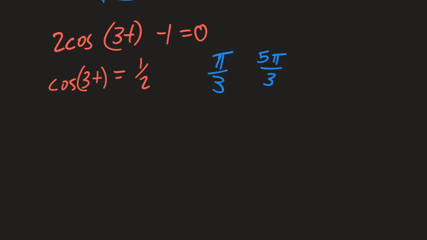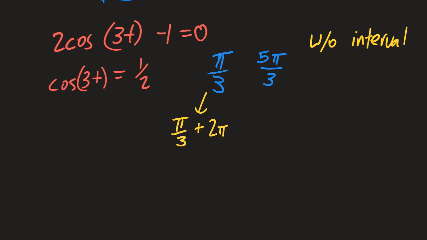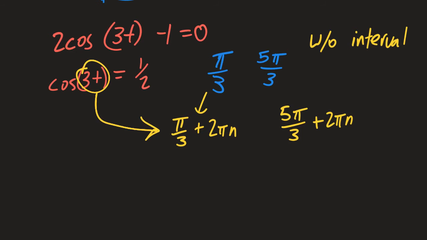Now, the nice thing about this is if we were solving this without an interval, we can very simply get all the solutions in one go. So I'm going to go ahead and say, hey, look, here's pi over 3 plus 2 pi n, and 5 pi over 3 plus 2 pi n. We just have to remember that we solved for 3t here. So to finish this problem off, all I'm going to do is take these two answers and divide them by 3. I'm going to end up dividing this whole statement by 3 and this whole statement by 3.